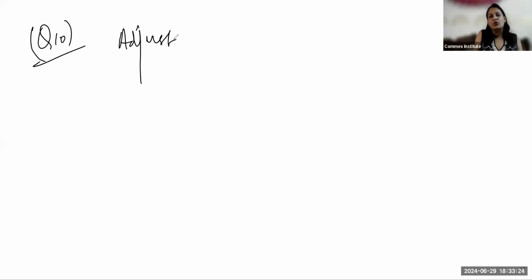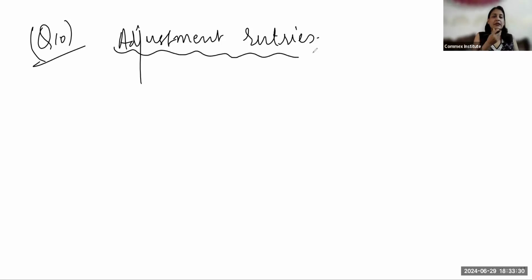Okay. Now coming to these very important, very interesting entries. Question number 10, the adjustment entries. These are the entries you were talking about, Isha. So we'll cover them today. Now these adjustment entries are very simple if you have been doing whatever has been done with me. Many a times I have talked about these entries.